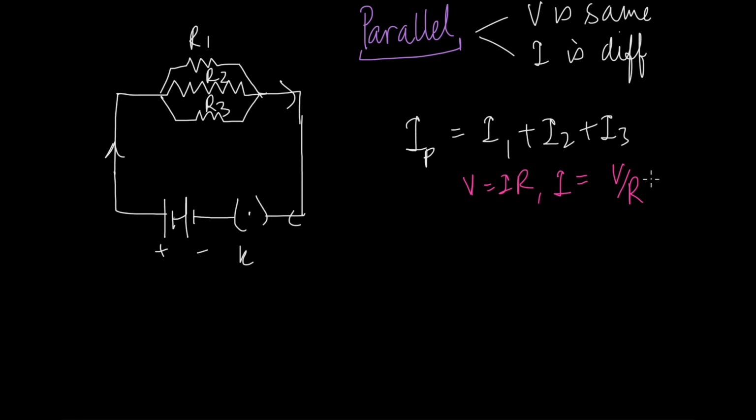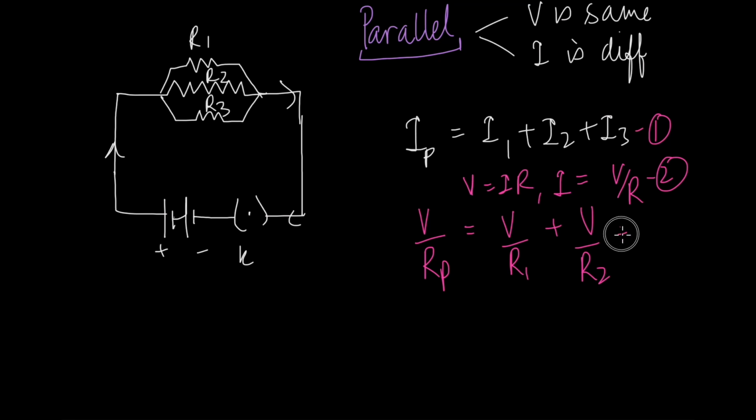So here I can substitute, if I say that this is 1 and this is 2, in 1 I can substitute this 2 and say that IP can also be expressed in the form of V by R. So I can say V upon RP. I'm not saying VP because V is going to be the same across all three resistors.